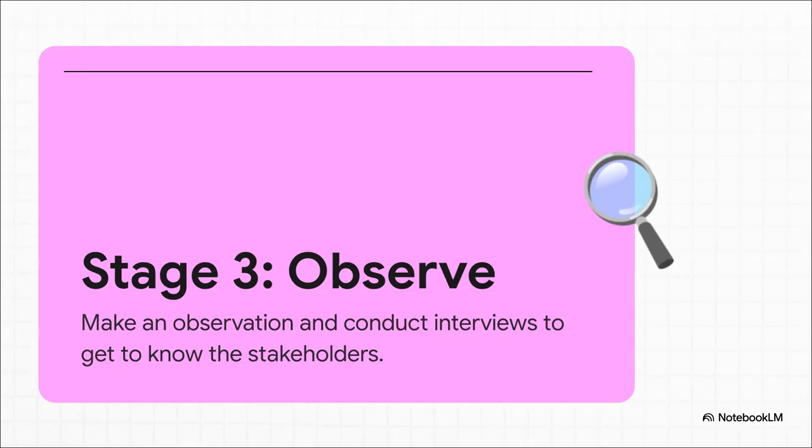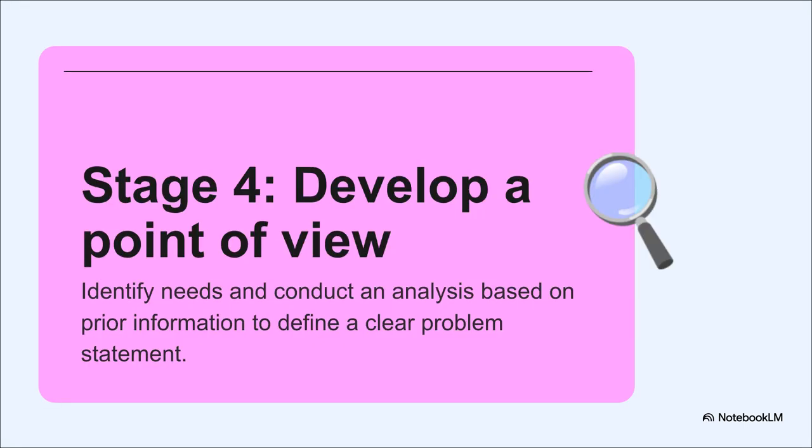Stage 3 is where empathy really comes into play. It's time to observe. This is where you actually step away from the planning and just watch and listen. You're conducting interviews, you're observing students in their natural habitat, so to speak. This is how you figure out what actually resonates with them, what really makes them tick. So, once you've done all that observing, you've got to make sense of it all. And that brings us to stage 4. Develop a point of view. This is where you take all those little insights and observations and boil them down into one super clear problem statement. This statement is going to be your guiding star for the rest of the creative process.